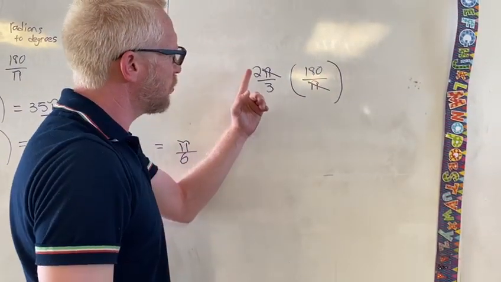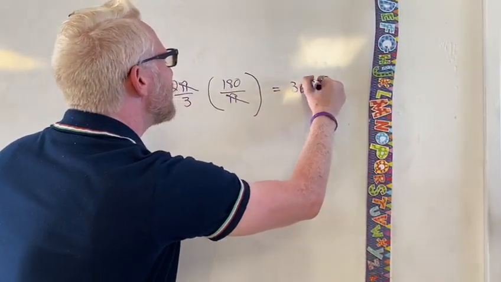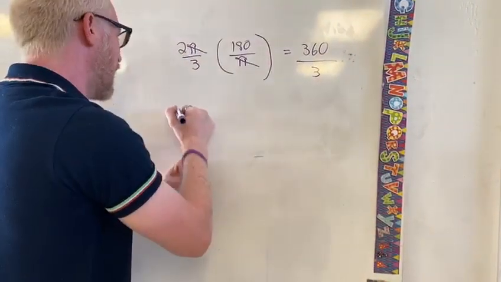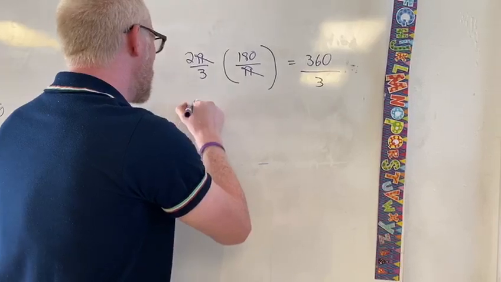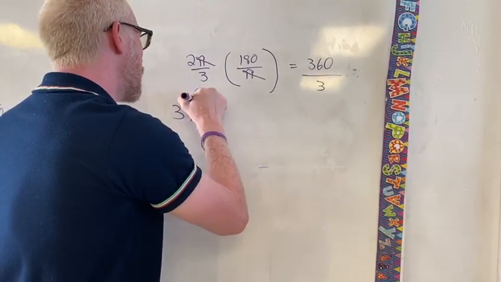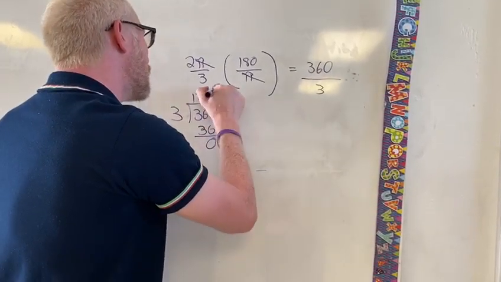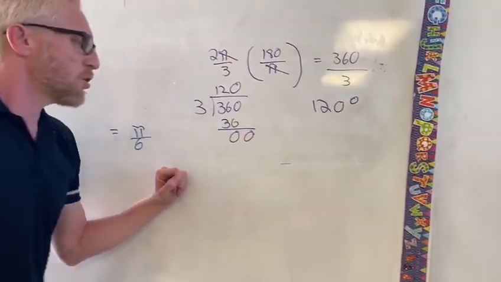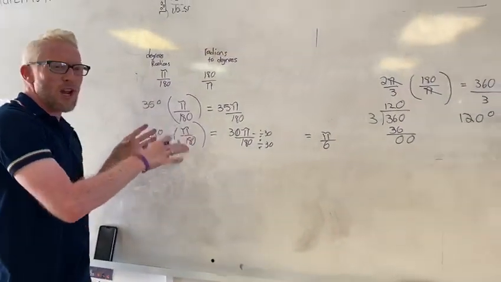So what you're going to do is multiply 2 times 180, which is 360, and then over 3, and you're going to divide 360 over 3. I'm going to do it on this side, but it's a pretty simple division. 12 times 3 is 36. And I bring down the 0, and 120. So that means that this would be 120 degrees. So guys, this is a couple of examples of what you're going to do to answer your quiz.